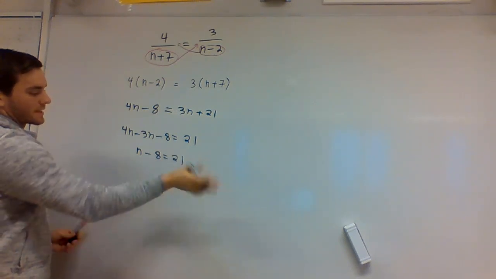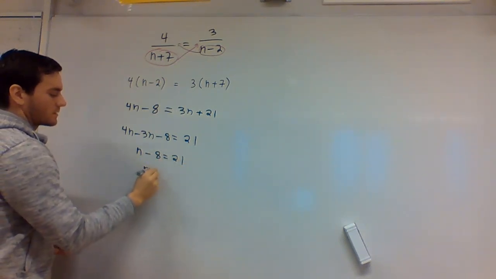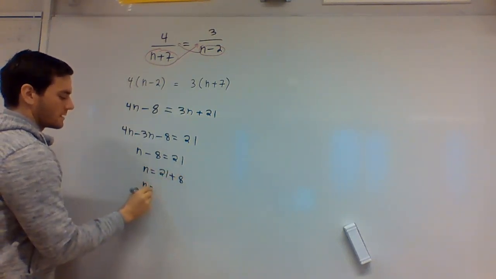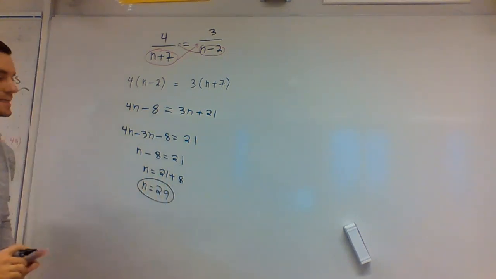And now final step, I want to get n by itself. So I'm going to move this 8 over. The opposite of minusing 8 is adding 8. So n equals 21 plus 8, n equals 29. So my conclusion is that n has to equal 29.